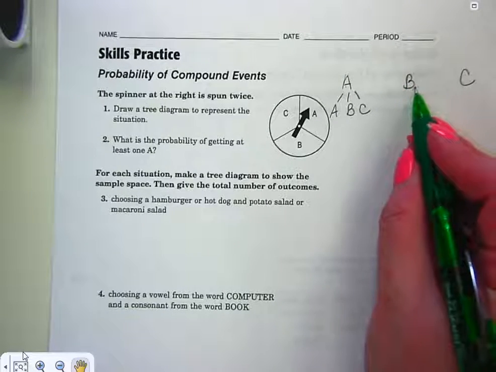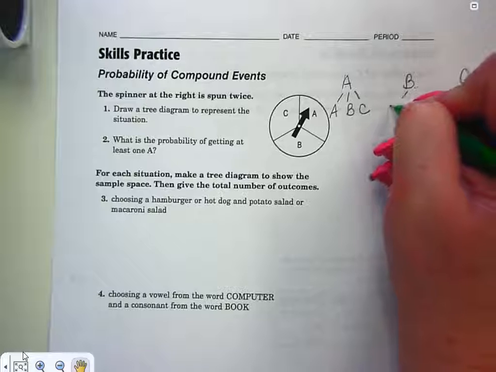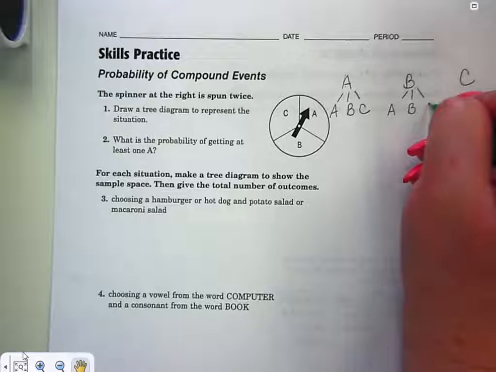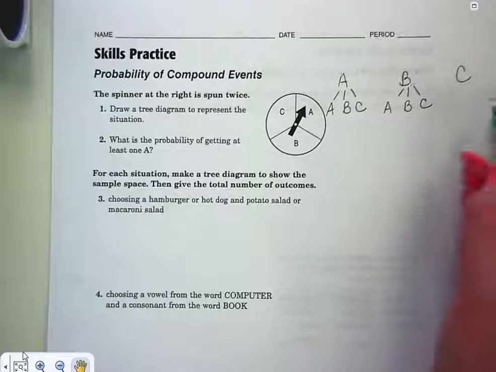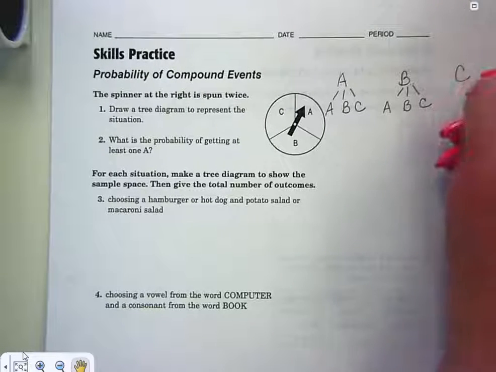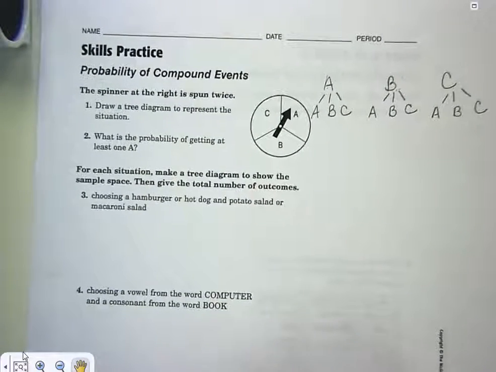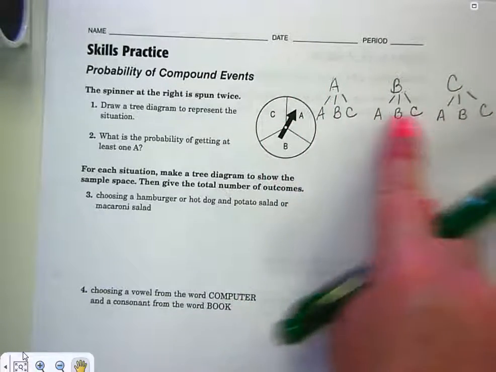If the first time I spun it and it landed on a B, what could happen next? The next spin, it could land on an A, or it could land on a B, or it could land on a C. And then if the first time I spun it and it landed on a C, what could happen on the second spin? It could land on an A, or a B, or a C. That is the tree diagram for 2 spins. This is the first spin. This would be the second spin.